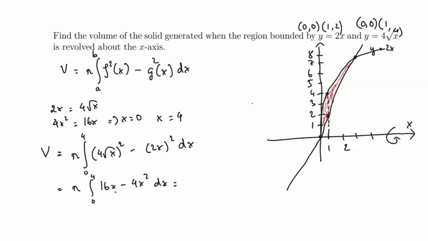To find the integral, you have to find the antiderivative. The antiderivative of 16x is 16x squared divided by 2. Don't forget the pi. So it's 16x squared divided by 2 minus 4x cubed over 3, evaluated from 0 to 4. So it's equal to 128 pi over 3.